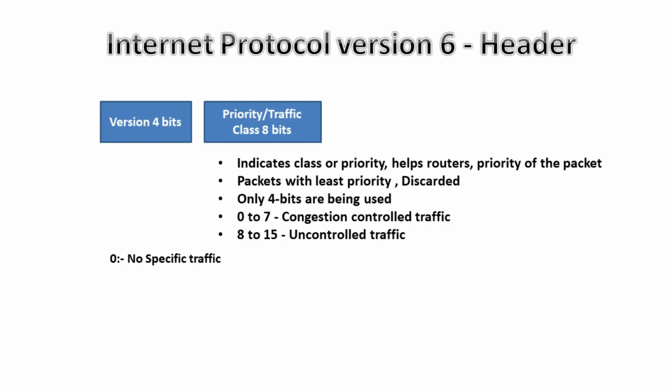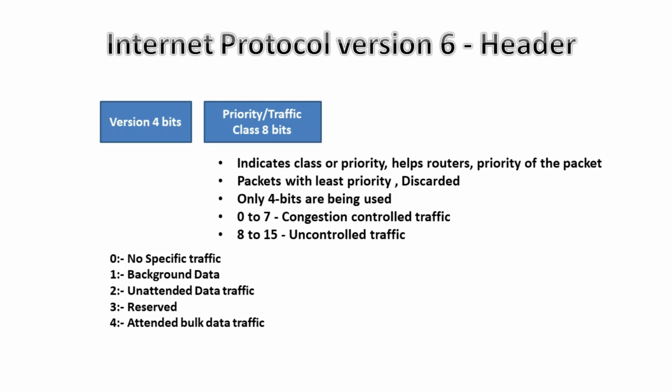Priority 1 means background data. Priority 2, unattended data traffic. Priority 3, reserved. Priority 4, attended bulk data traffic. Priority 5, reserved. 6, interactive traffic. And 7, control traffic. Other than this, uncontrolled data traffic is mainly used for audio or video data. So we give higher priority to the uncontrolled data traffic for seamless communication.